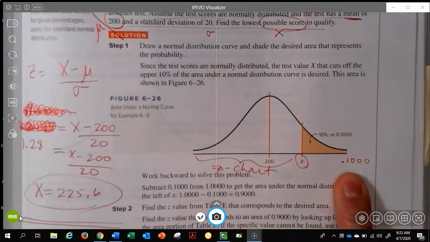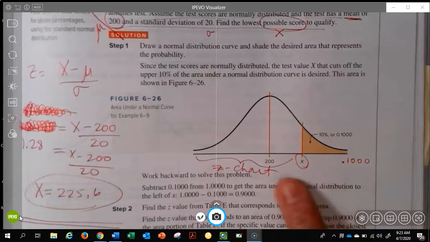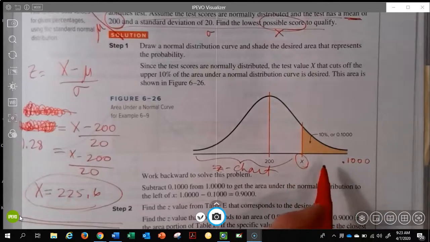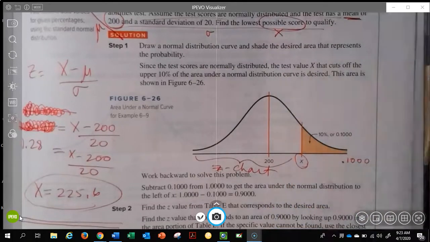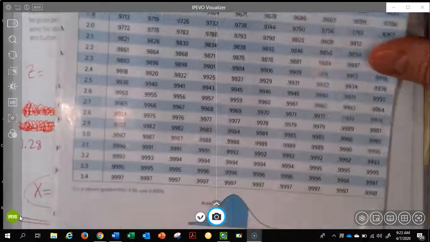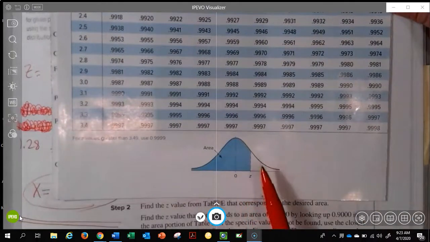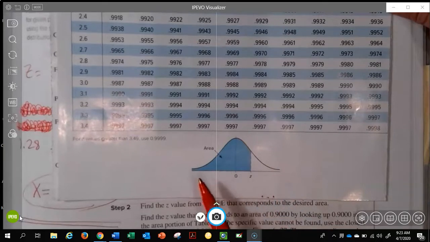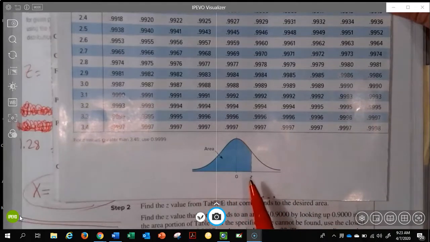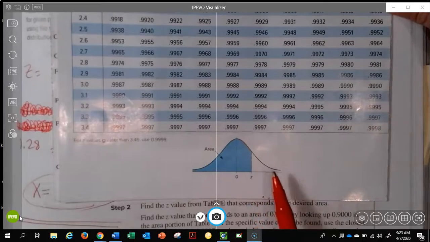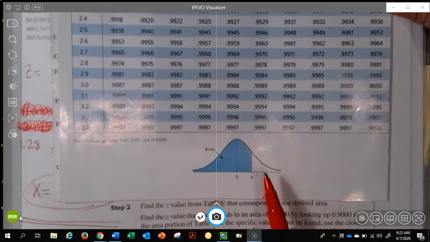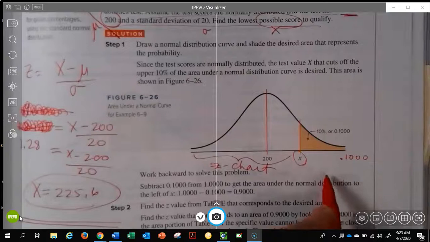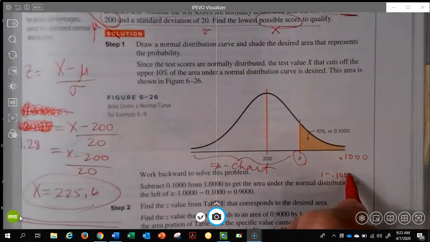So I have a 0.1000. But my chart is not for the information on the right side of the z, it's on the left side of the z. So to go find the accurate z-score, I don't need to know this 0.1, I need to know 1 minus my 0.1.